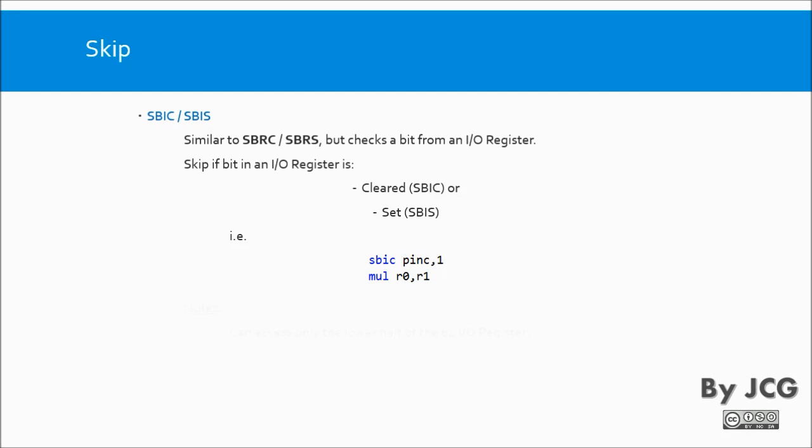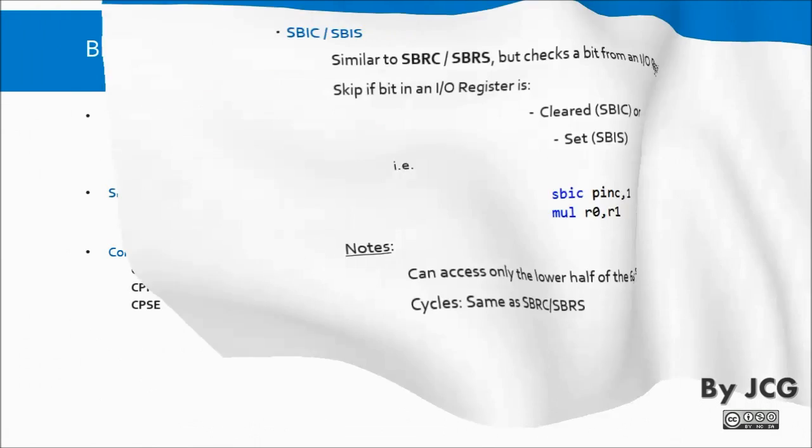Here we have an example. In this case, we have PINZ, which is an input-output register, and if bit number 1 of this particular register is cleared, that means if this bit is 0, then the multiplication is not going to be executed. This instruction can only access the lower half of the 64 input-output registers, and the cycles are exactly the same as the previous instructions.